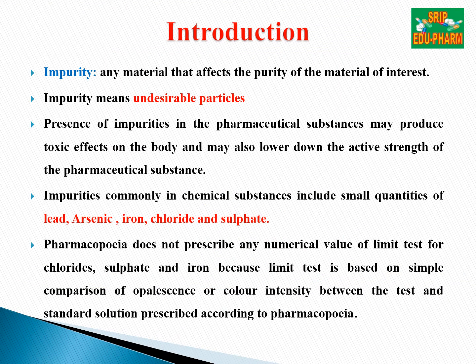Firstly, I introduce what is impurity. Any material that affects the purity of a material is called an impurity. Impurity means undesirable particles present in pharmaceutical substances, which may produce toxic effects on the body and may also lower the active strength of the pharmaceutical substances. Impurities commonly found in chemical substances include small quantities of inorganic ions like lead, arsenic, iron, chloride and sulfate.